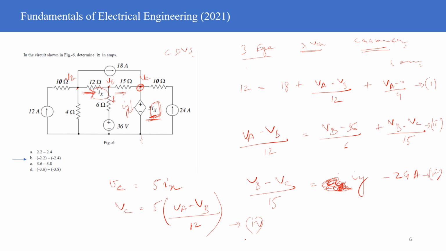Once you have this, you can solve it. 4 independent equations, 4 variables. What are the 4 variables? These are the 4 variables: VA, VB, VC, and the current IY. So 4 variables and 4 equations. You can solve these equations and figure out the value of IY. Once you figure out IY, you can figure out the rest of the things. Ix also can be determined.